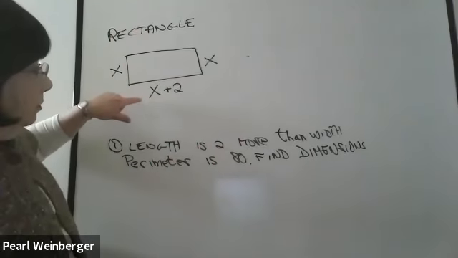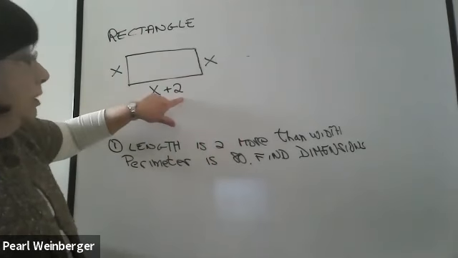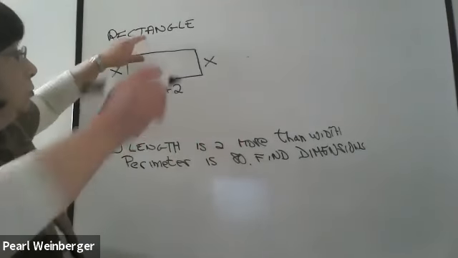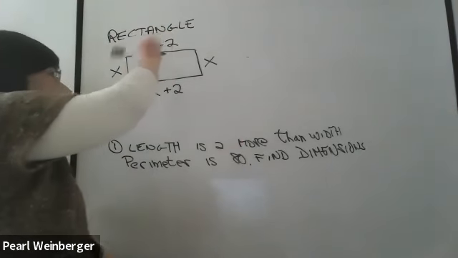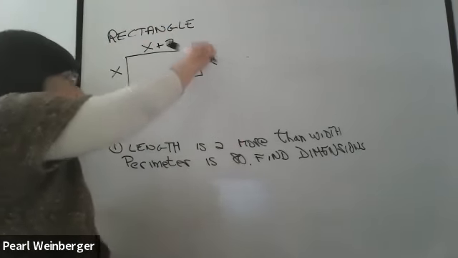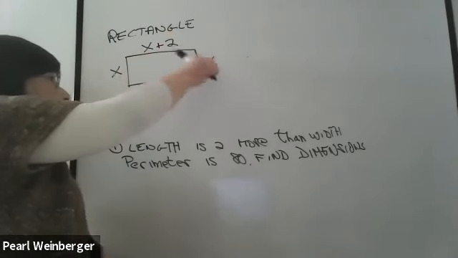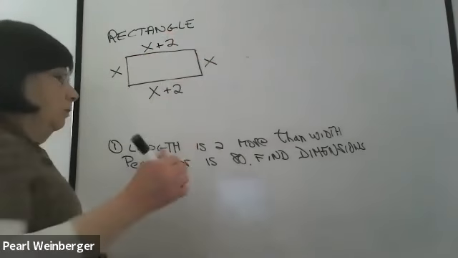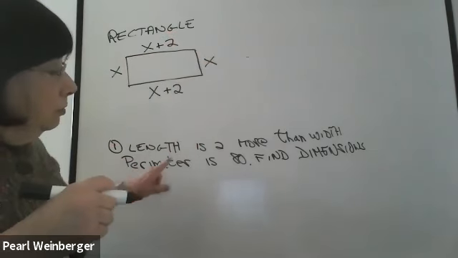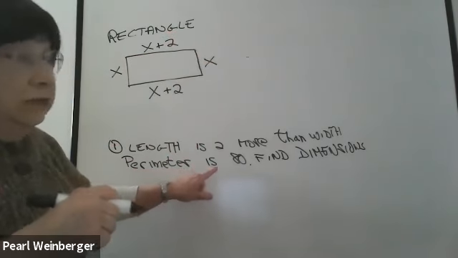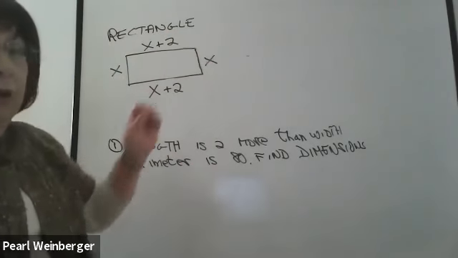Now we said the length is 2 more than the width, so that's x plus 2. But if this side is x plus 2, so is the opposite side. That's what makes something a rectangle. The opposite sides are equal. There are 2 that are equal, the 2 across from each other, and these 2 are equal. Now we go to the fact that the perimeter of this rectangle is 80. Now the perimeter means everything added up.